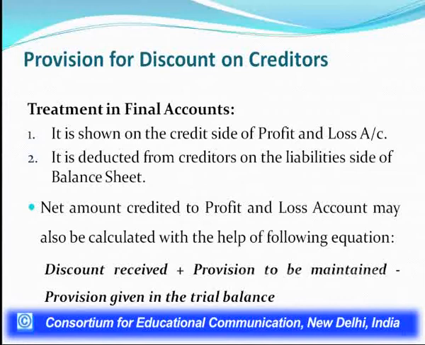Now how should this be shown in the final accounts? As it is an income, it is shown on the credit side of the profit and loss account, and it is deducted from creditors on the liability side of the balance sheet. When we calculate the net amount to be credited to profit and loss account, and some provision for discount on creditors is already given in the trial balance, then we can apply the equation given here: the discount received plus provision to be maintained minus provision given in the trial balance. It will give the net amount to be credited to profit and loss account.